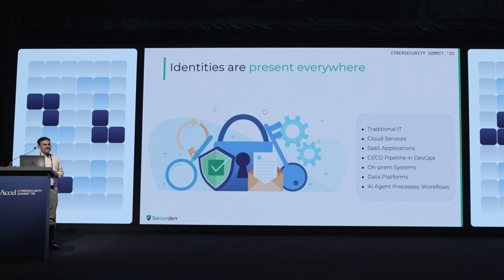all automated processes. The main problem with identities is that they are present everywhere. Right from the traditional IT environment to the modern cloud environment, SaaS applications, tools in the CI/CD pipeline, data platforms, AI agents. They are kind of omnipresent. Security researchers say that more than 80% of cyber attacks or security breaches happen due to mismanagement of these three things: identities, access, and privileges. So what we need is visibility, governance, and control over these three things to mitigate the risk.